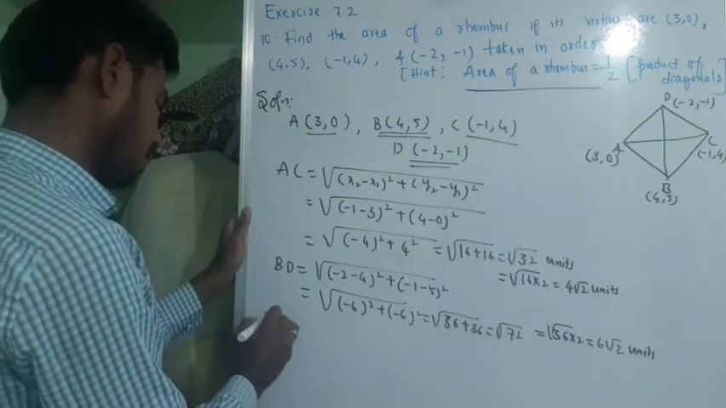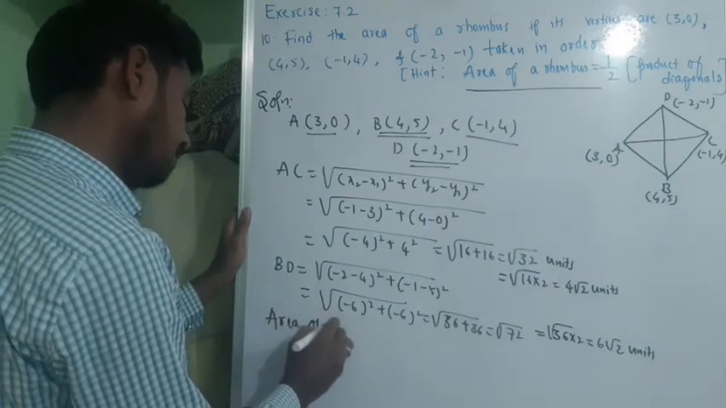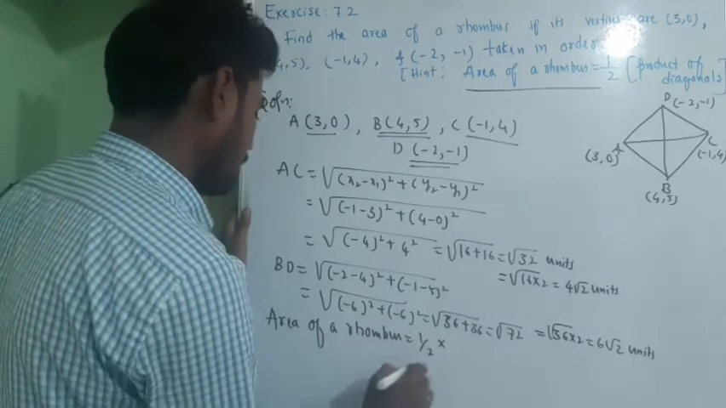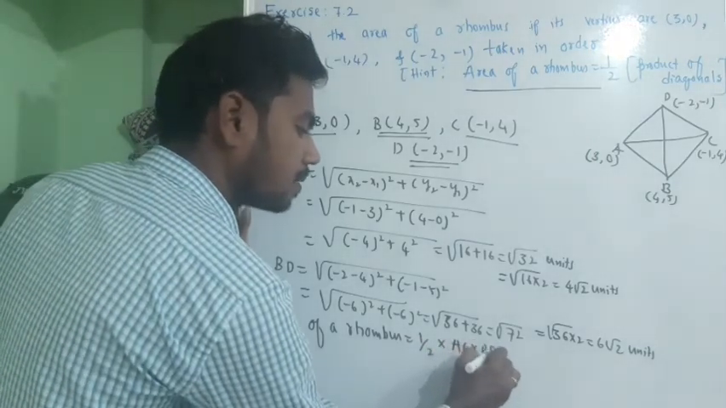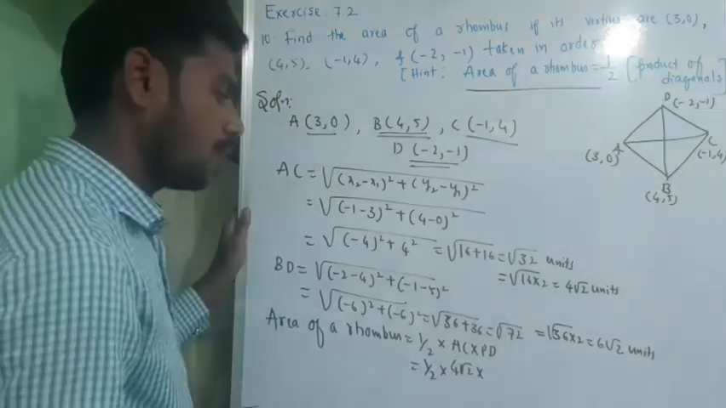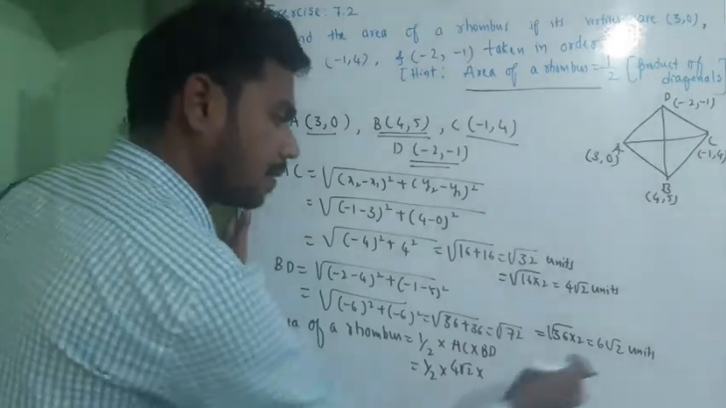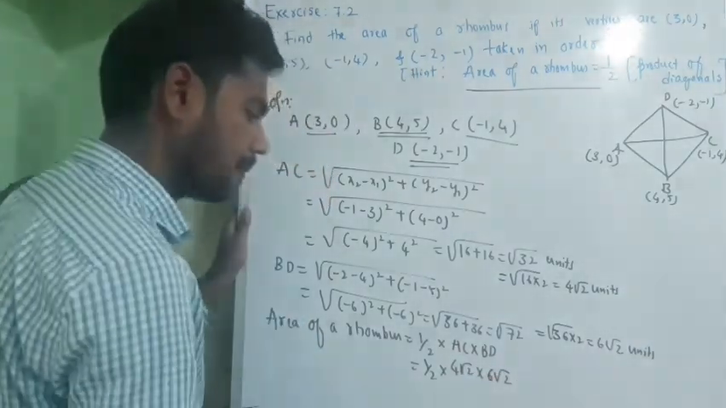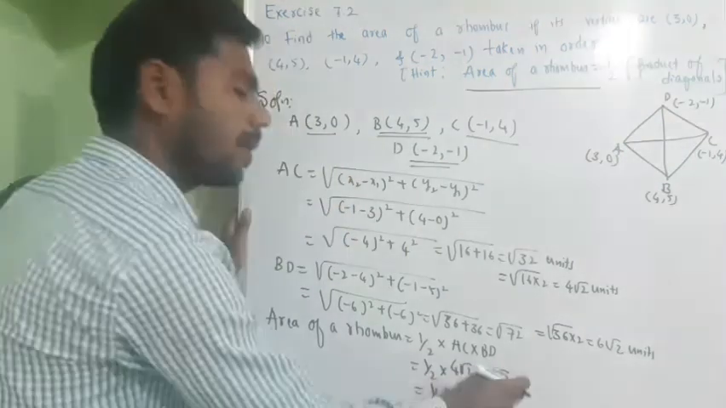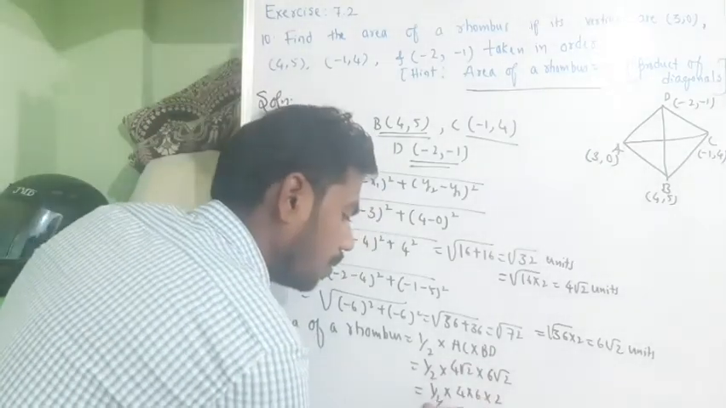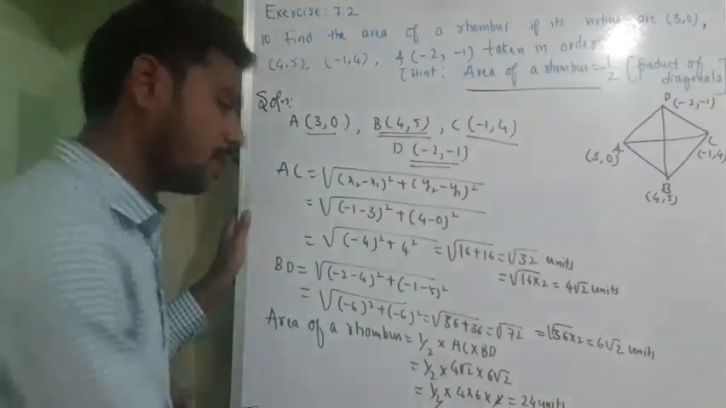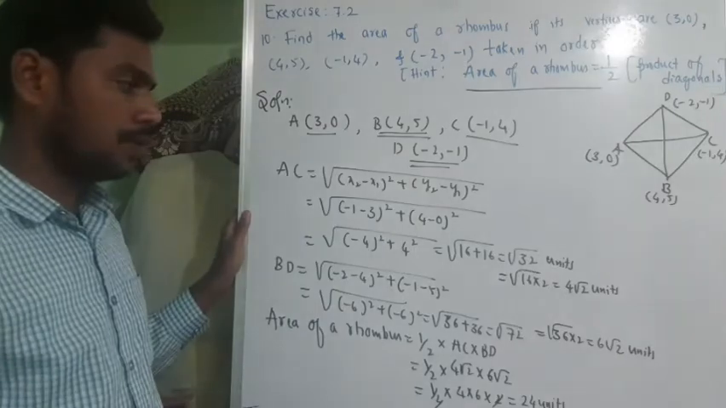Now area of a rhombus is equal to half into AC into BD, product of diagonals. So half into what is AC? AC is 4 root 2, and what is BD? BD is 6 root 2. Okay, 1 by 2, 4 into 6, root 2 into root 2 is nothing but 2. 2 will get cancelled, 24 units. So therefore area of rhombus is equal to 24 units.